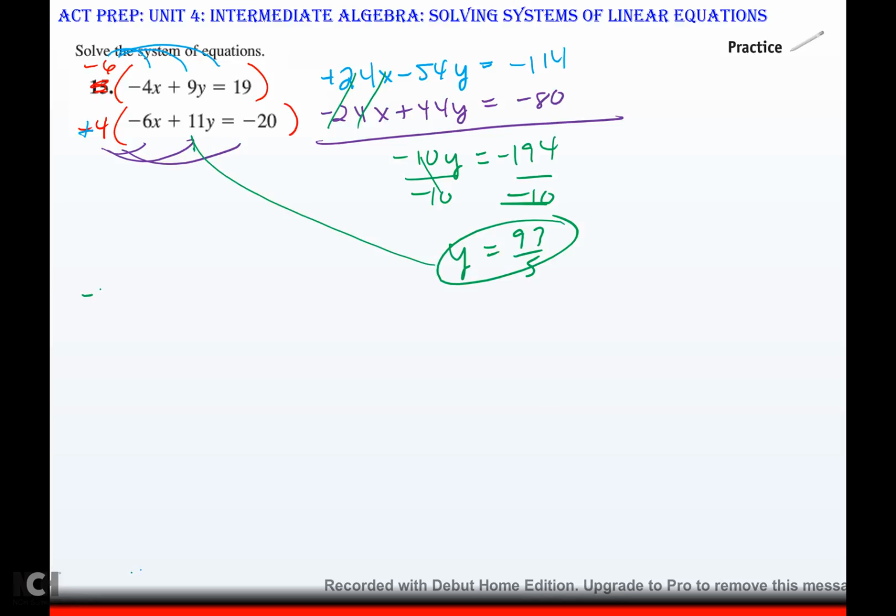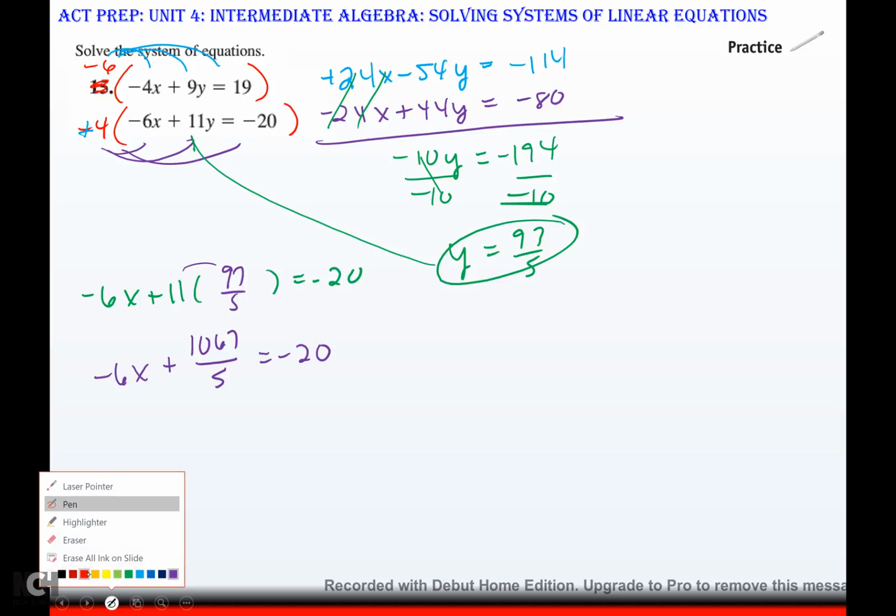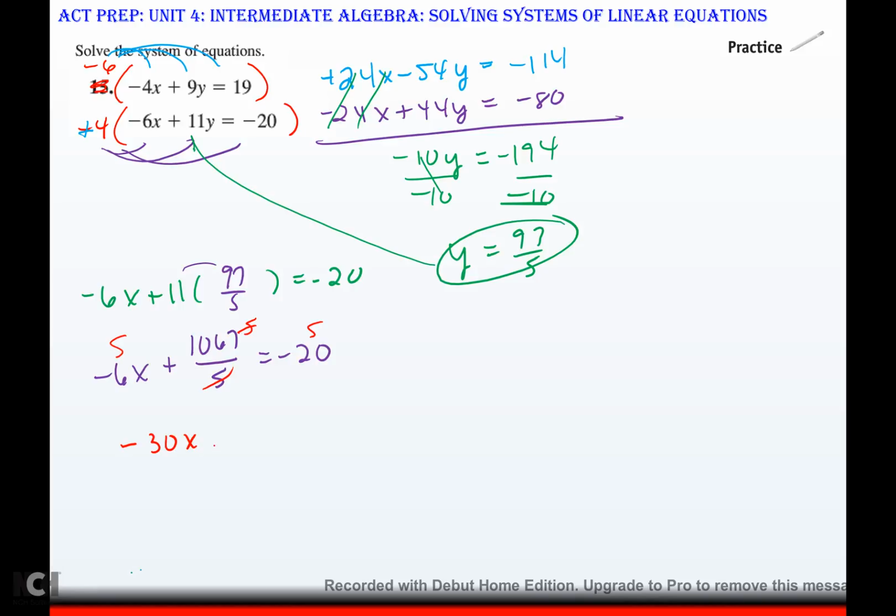So I go to the bottom and I have -6x plus 11y equals -20. And I got to put in the 97/5, which I know we all hate fractions. So if I distribute the 11, I get 1067/5, and your -6x, and your -20. And I hate fractions, so I'm going to multiply by the denominator as long as I do it to everybody. That would give me -30x. These 5's cancel, so plus 1067 equals -100.